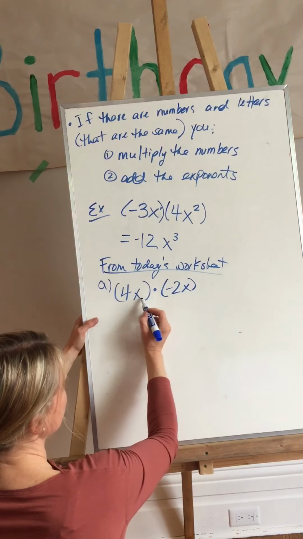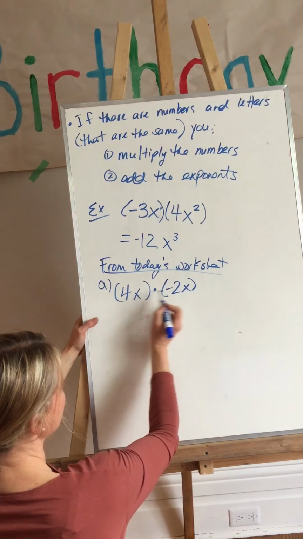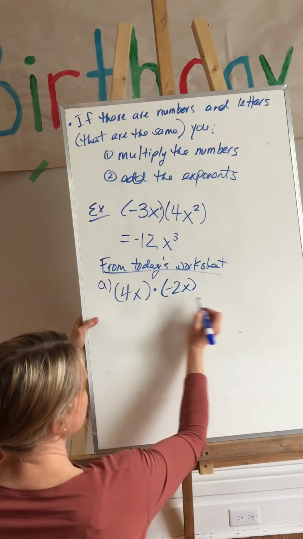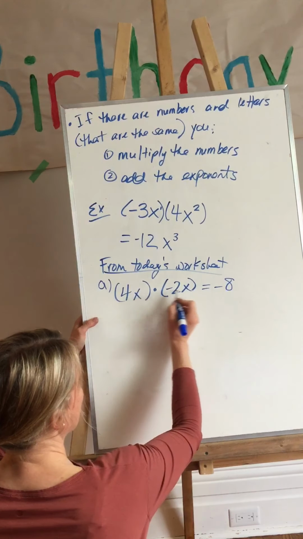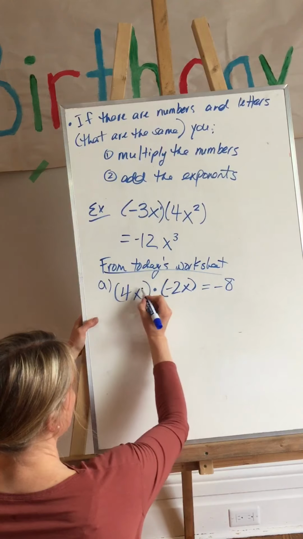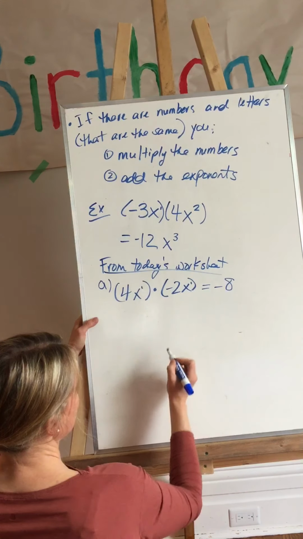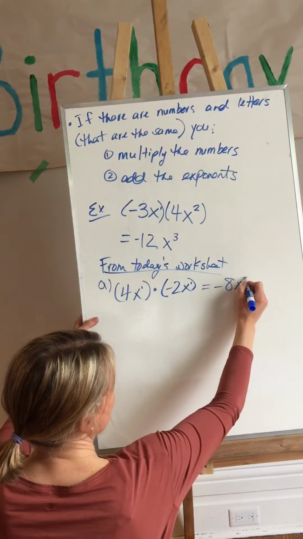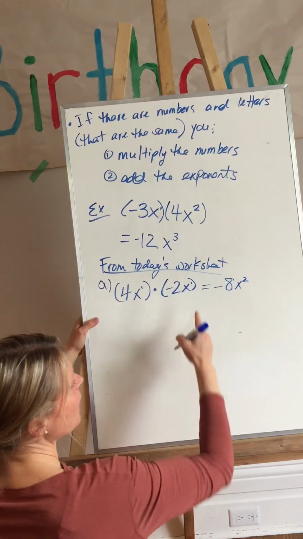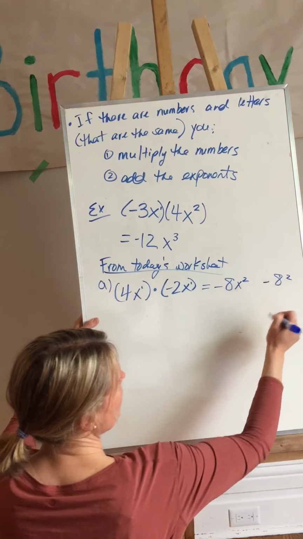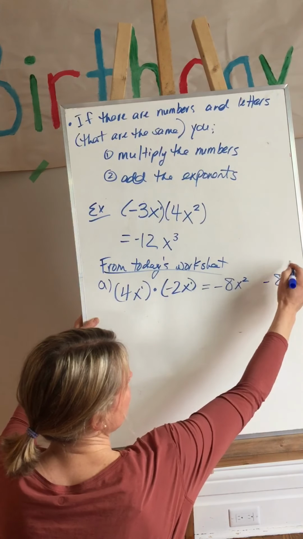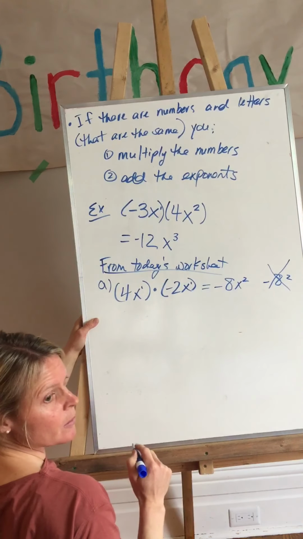So the rule is I've got the same variable here. So I'm going to multiply the numbers. So 4 times negative 2, that's negative 8. And then I'm going to add the exponents on the variable. So this is a 1 and that's a 1. So that would be x squared. I do sometimes see people write negative 8 squared. They kind of drop that x. So be careful not to do that.